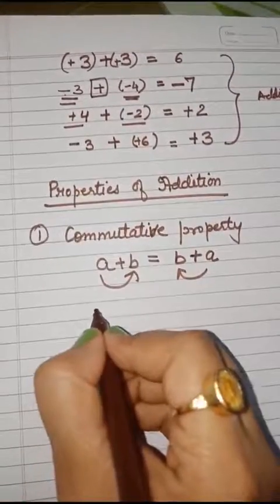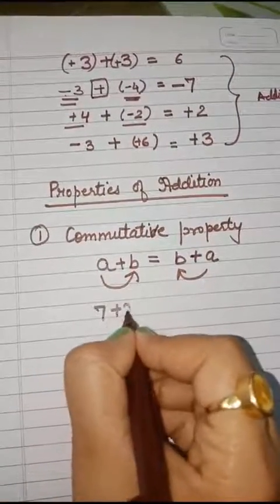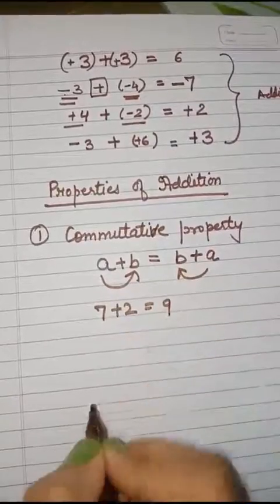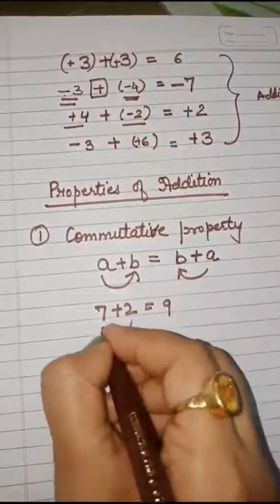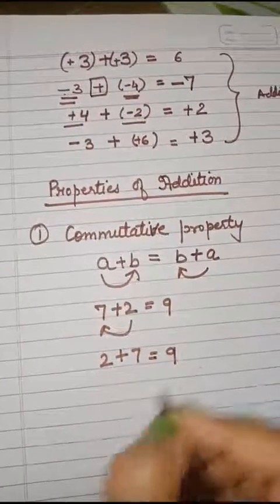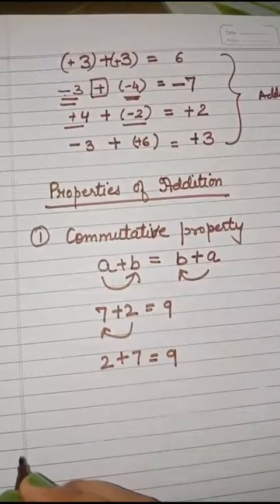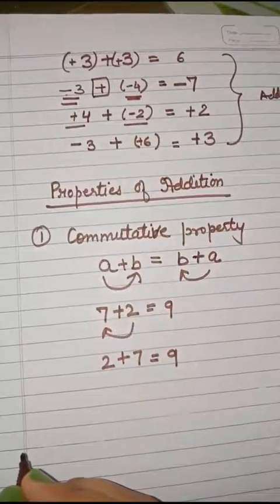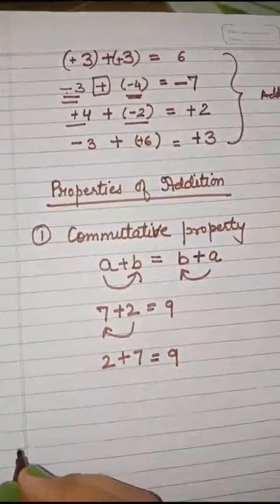Take one example. 7 plus 2 is equal to 9, and if we add it in reverse order, 2 plus 7, then it will be 9. So this is the commutative property of addition.